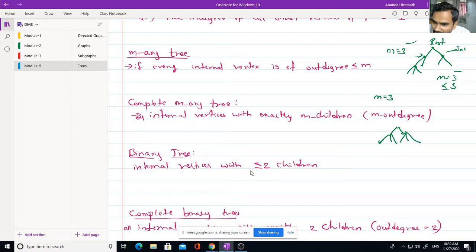Again, if there is out degree, then there must be 3: 1, 2, 3; 1, 2, 3, and so on. So for all internal nodes there must be outer degree exactly 3. Such trees are called complete m-ary trees.